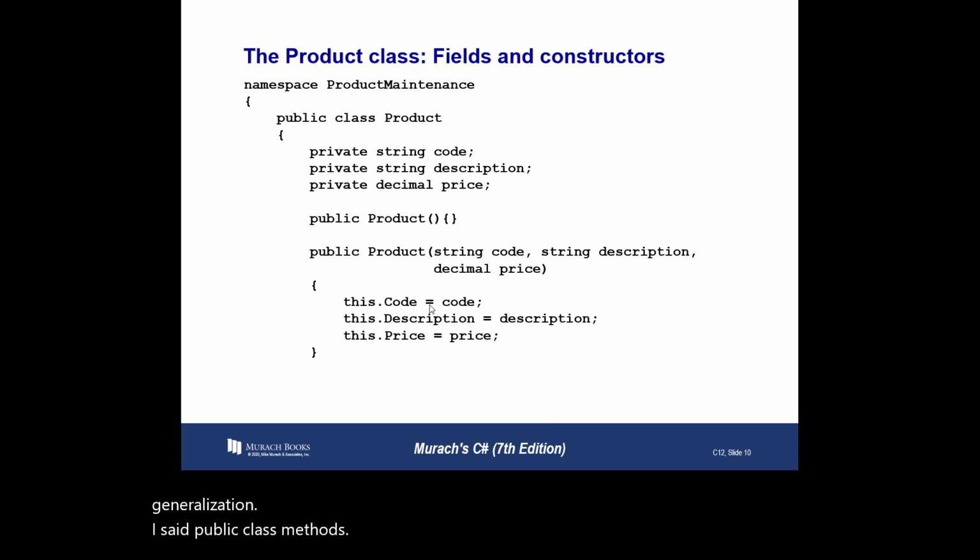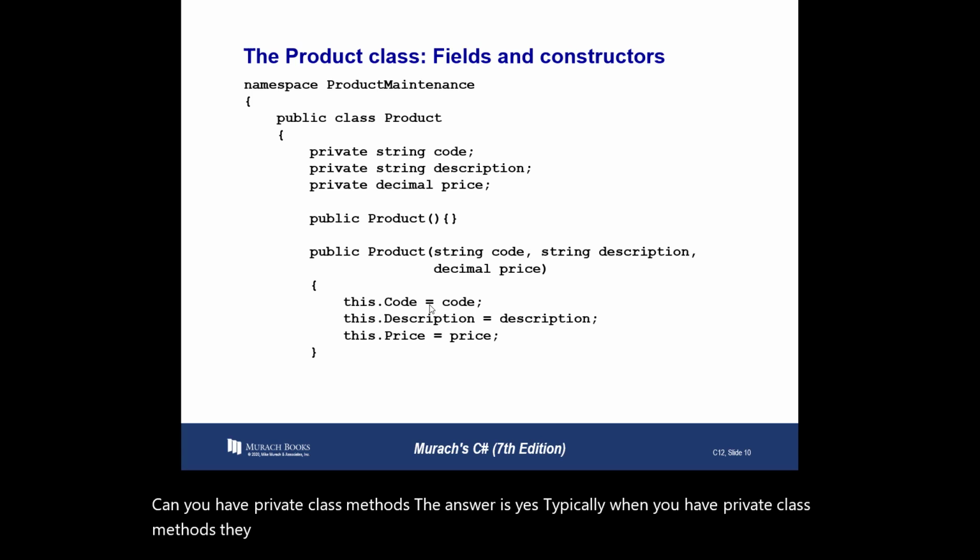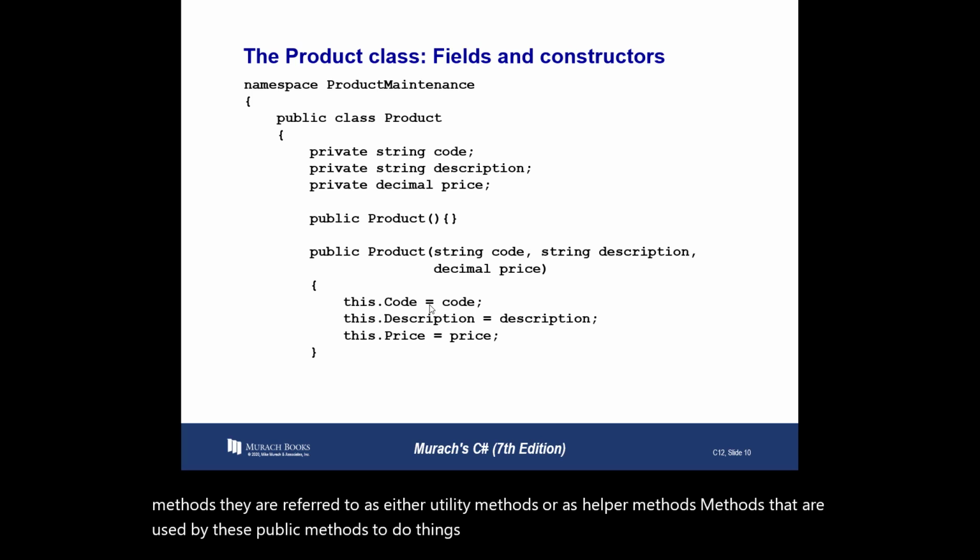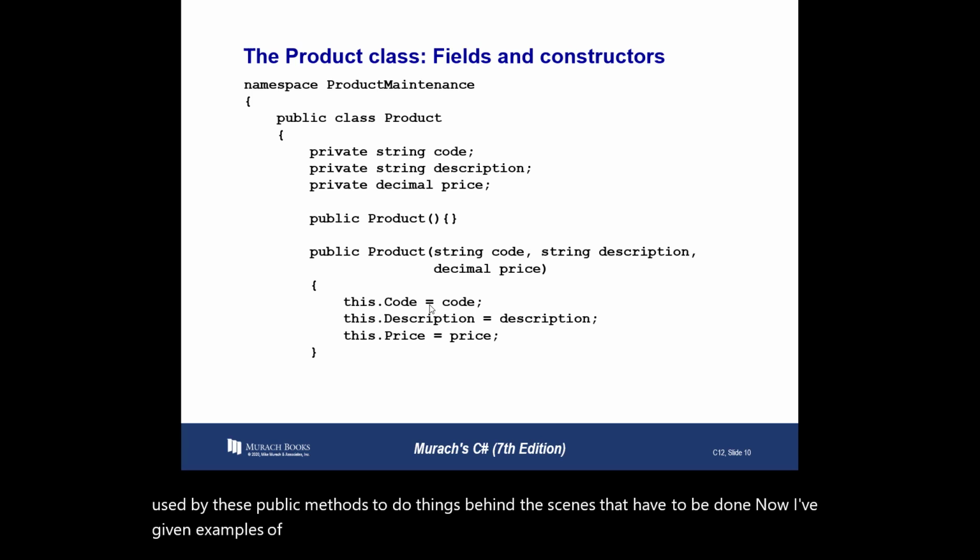Can you have private class methods? The answer is yes. Typically, when you have private class methods, they are referred to as either utility methods or helper methods. They're methods that are used by these public methods to do things behind the scenes that have to be done. Now, I've given examples of this before. I'll just give you one right now.